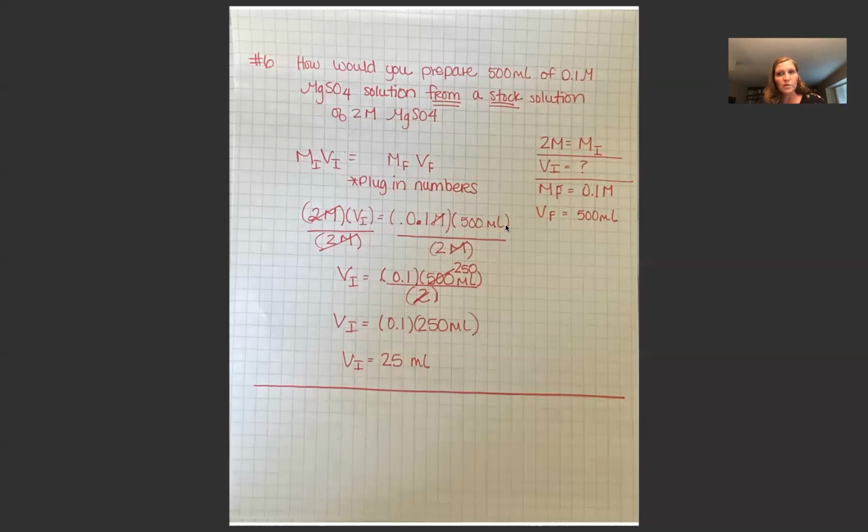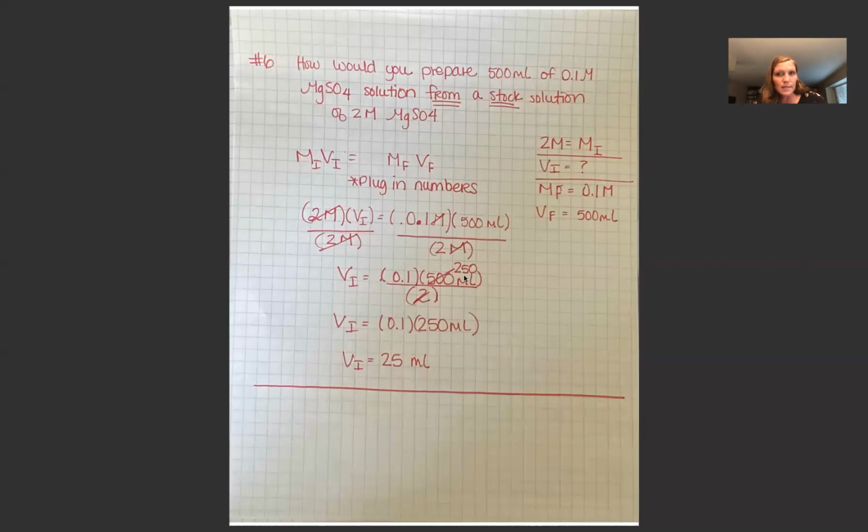Now we just do a little bit of algebra and we move things over, and we want to get the initial volume by itself. What I do to one side, I do to the other. So I take 2 molars. These will cancel out. That leaves that initial volume all by itself. What I do to this side, I do to the other. I put 2 molars down here. The molarity basically cancels out, and I'm left with 0.1 times 500 mils divided by 2.